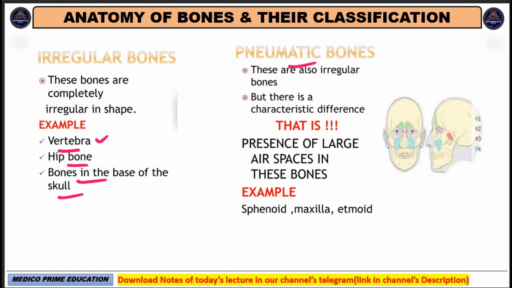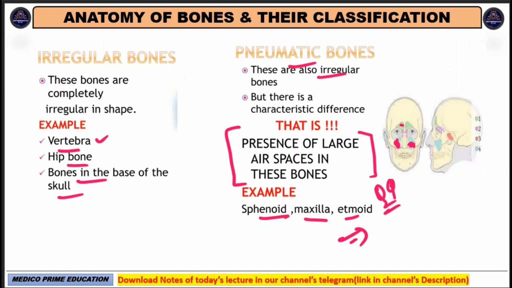Pneumatic bones are also irregular bones, but the characteristic difference is the presence of large air sinuses in these bones. Examples of pneumatic bones are the sphenoid, maxilla, and ethmoid. They may be asked in an MCQ. So this is the pneumatic bone. This is the maxilla. Here you can see the ethmoid bone inside the nose, and this is the sphenoid bone.